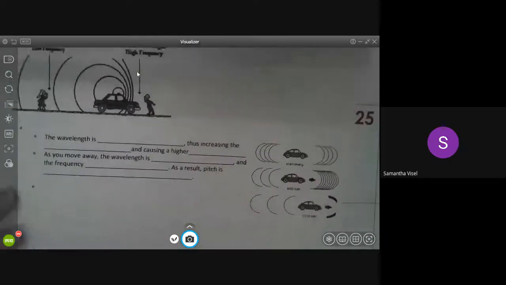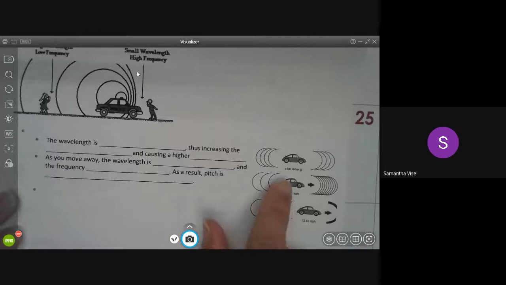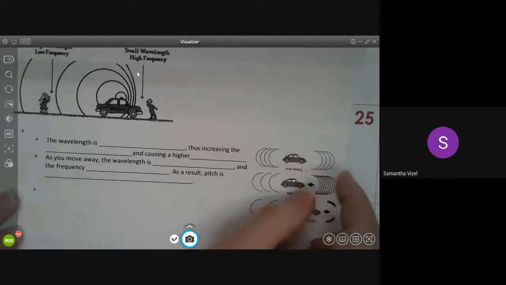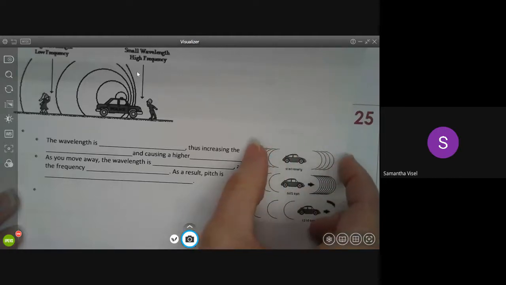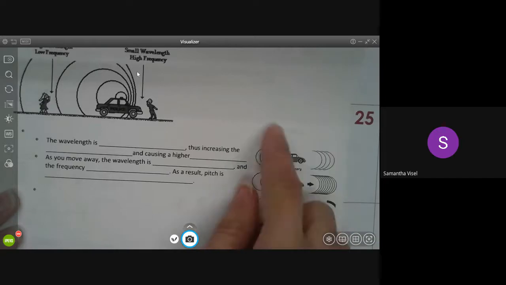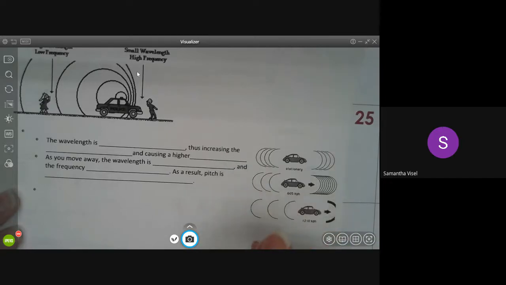And this is different from when we have something that is stationary, something emitting sound that's not moving, because if the sound source is not moving, then those sound waves are emitted rhythmically, so they're emitted evenly throughout all directions of space. So it doesn't matter your position around the car, you're going to hear the same frequency of sound or the same pitch of sound.